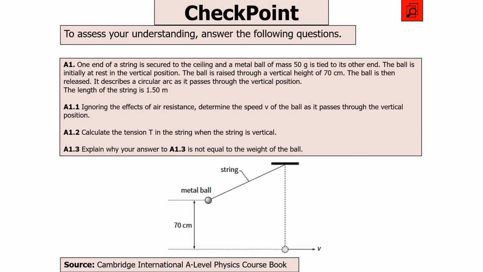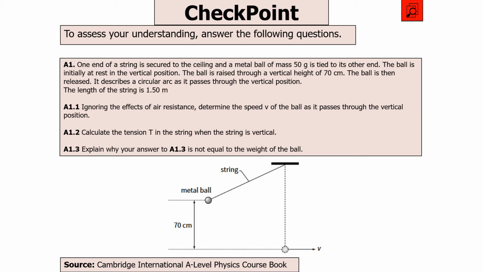The next question says, one end of a string is secured to a ceiling and a metal ball of mass 50 grams is tied to the other end. The ball is initially at rest in the vertical position. The ball is raised to a vertical height of 70 centimeters. The ball is then released and it describes a circular arc as it passes through the vertical position. The length of the string is 1.50 meters.